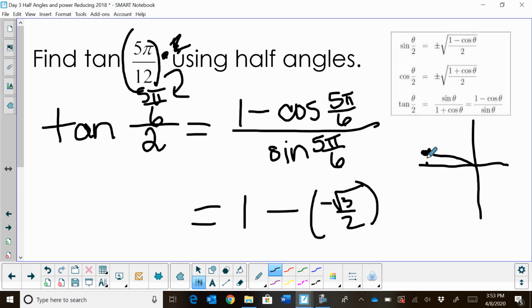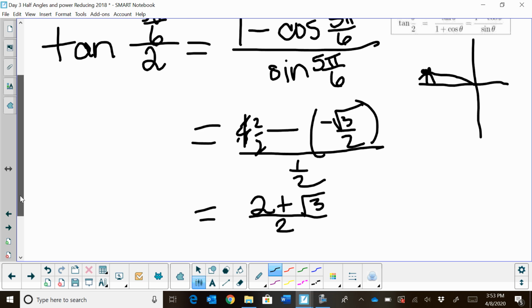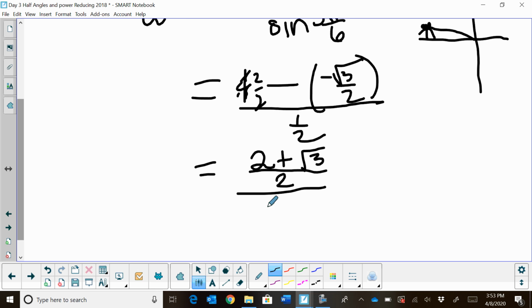Sine of 5 pi over 6 is positive 1/2, so I'm going to have a half in my denominator. Now we need to do a little cleaning up here. I'm going to change this 1 to a 2 over 2, so I can combine my numerators: 2 plus root 3 all over 2, all over 1/2.